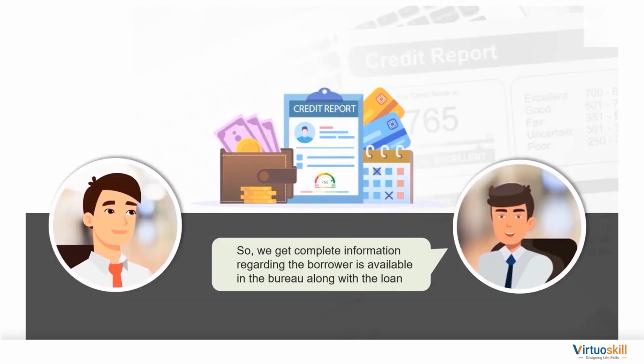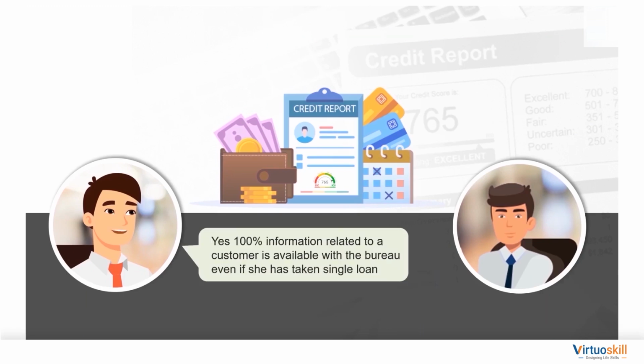So we get the complete information regarding the borrower, which is available in the bureau along with the loan status. I can now definitely understand the probability of a default of a customer from reading the bureau report. Yes, 100% information related to a customer is available with the Bureau even if she has taken single loan or made an inquiry with any financial institution regarding credit card or personal loan or consumer loan.